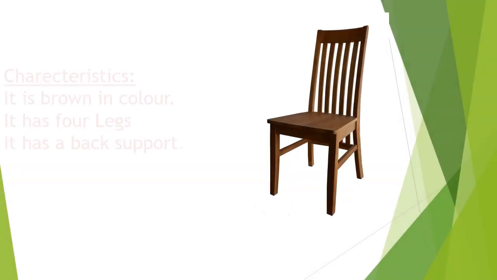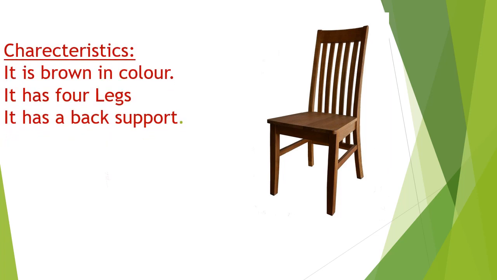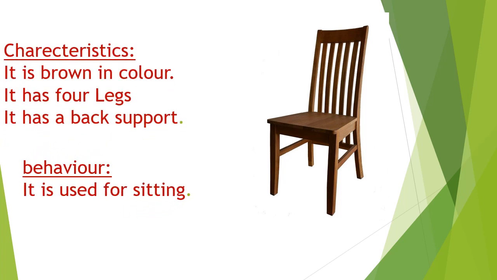For example, if you take a chair as an object, the characteristics of the chair are: it's brown in color, it has 4 legs, it has a back support, and the behavior of the chair is that it is used for sitting. So these are the characteristics and behavior of the object chair.